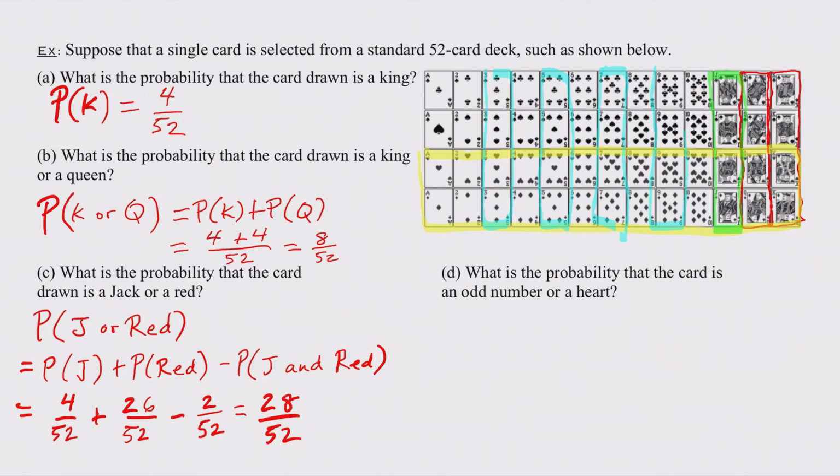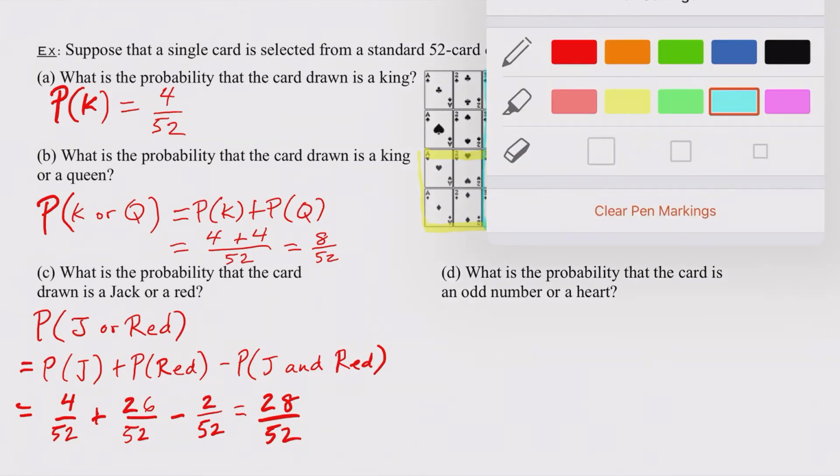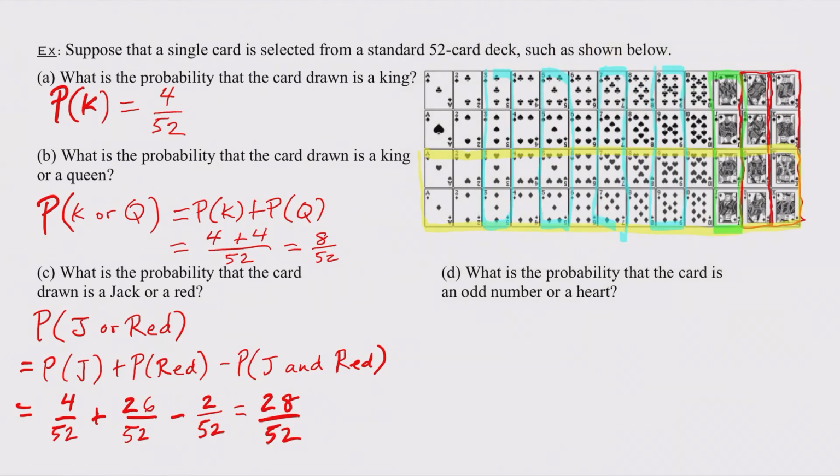Now, we notice that this breaks down again into the sum rule, or the addition rule. So the probability of picking an odd or a heart would be the sum of the probabilities of picking an odd plus the probability of picking a heart, minus the probability of a card that is both odd and heart.